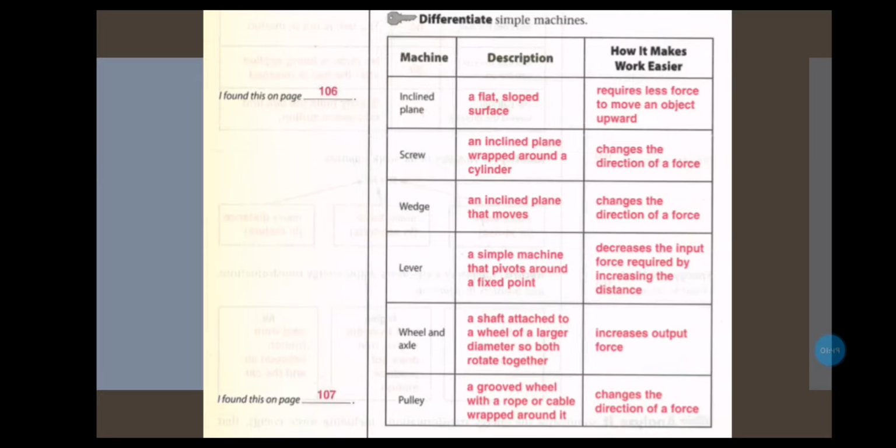Wheel and axle, it's a shaft attached to a wheel of a larger diameter, so both rotate together. It increases the output force. And finally, the pulley, a grooved wheel with a rope or cable wrapped around it. It changes the direction of a force. So these are the descriptions and how it makes the work easier of the 6 machines.